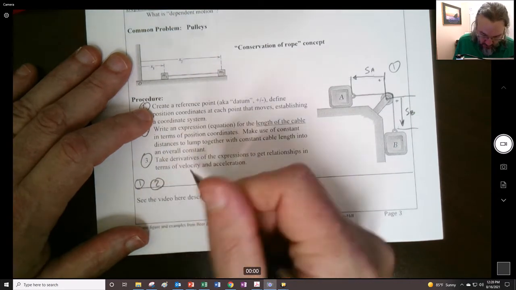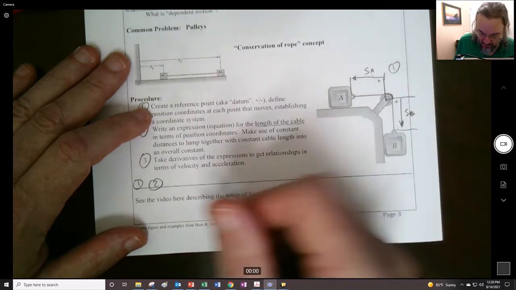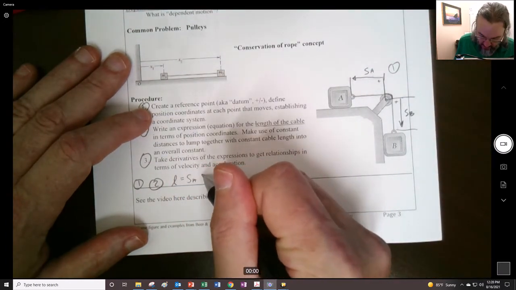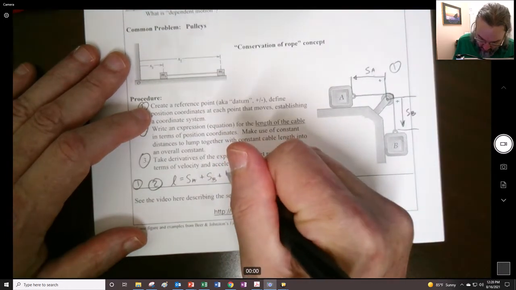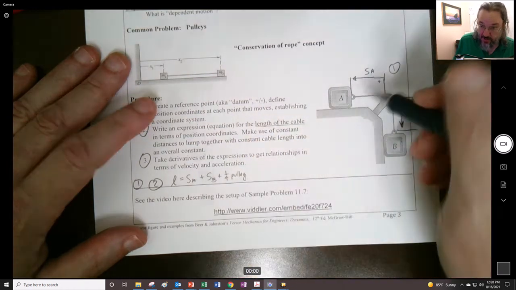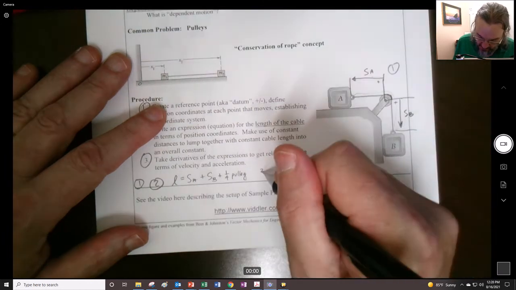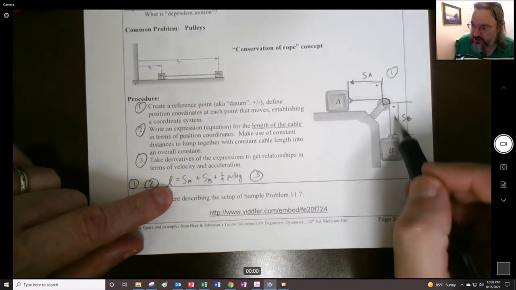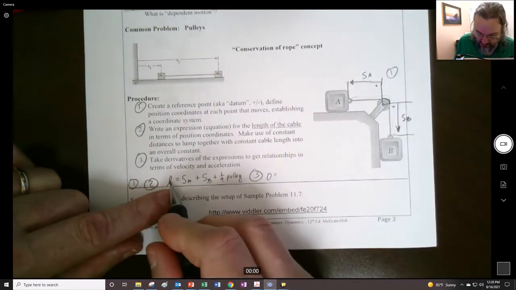2 was to take the length of this thing. Well, what is the length of the rope? It's going to be L equals SA plus SB plus, and I'll write 1/4 of the pulley. That's the length of this rope. So now 3, take the derivative of that. Well, does the length of the rope ever change? No, so it's 0 taking the derivative of this.